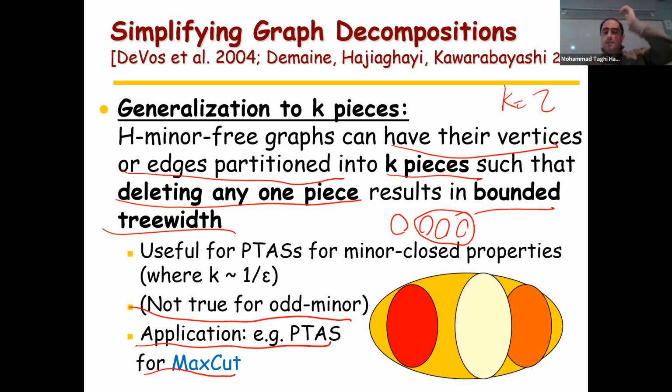So let me mention this one, for example, for max cut. What is the max cut? The graph is given, and you want to partition the set of vertices into essentially V1 and V2 such that you maximize the number of edges in between. This is called the max cut.